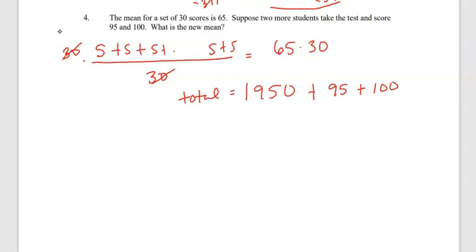And when we add those scores, then we will divide by 32 because now there would be 32 students taking the test. So we'll take the 1950, which is the total that the 30 scores added up to, add in the 95, add in the 100, total that out, divide by 32, and that's now going to give me a new average of approximately 67.03.